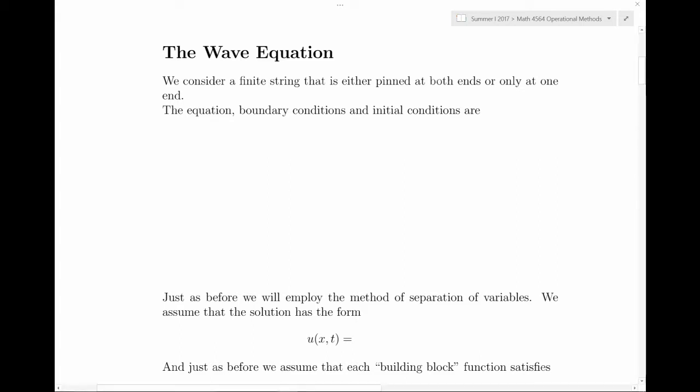The equation reads: the partial derivative of u with respect to t twice should be equal to some constant c squared times the second partial derivative of u with respect to x. x is limited to the interval 0 to L. t is just greater than or equal to 0.